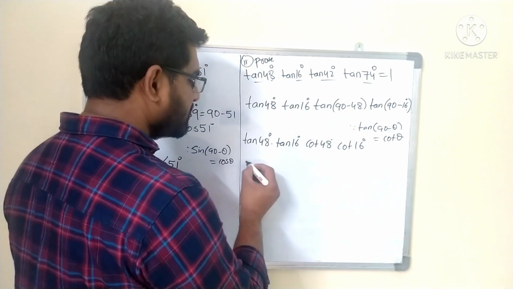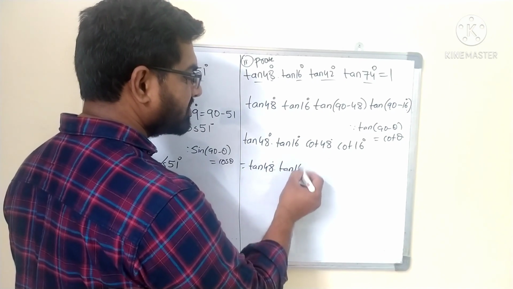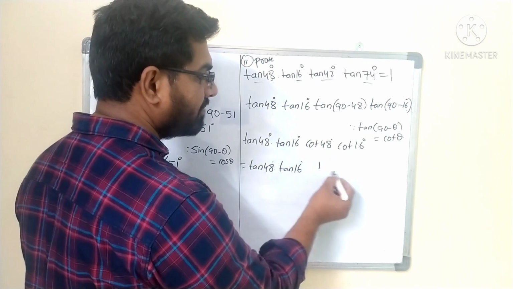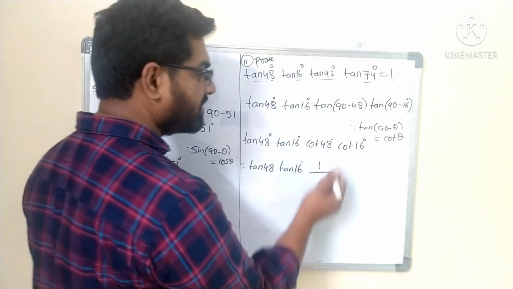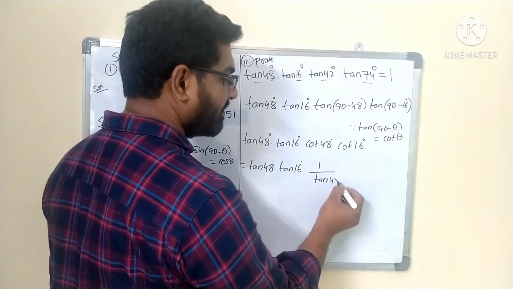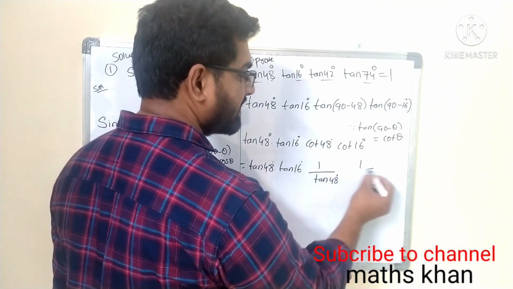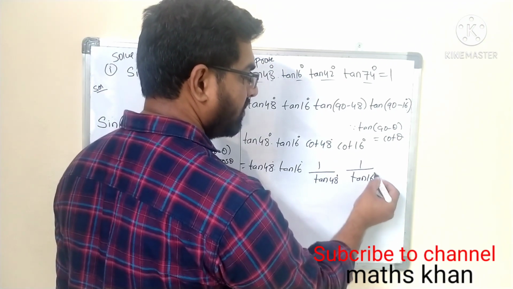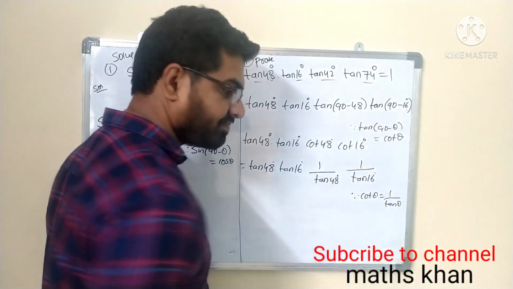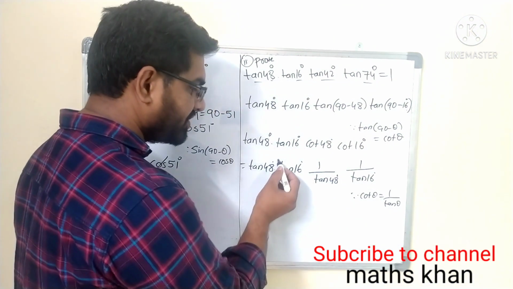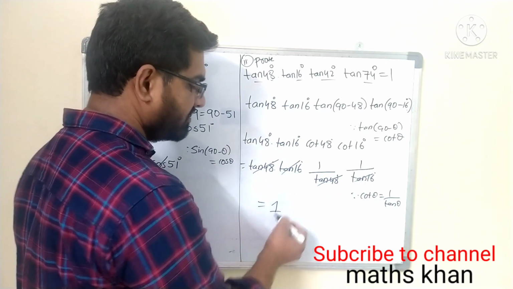So here I am writing tan 48 is tan 48, tan 16 means tan 16, and cot 48 is nothing but 1 by tan theta. The formula of cot theta is 1 by tan theta. So cot 48 I can write as 1 by tan 48, the reciprocal of tan theta. Cot 16 I can also write as 1 by tan 16, because we have the formula cot theta equals 1 by tan theta. Now tan 48 and tan 48 we can cancel, tan 16 and tan 16 we can cancel, the answer is 1.